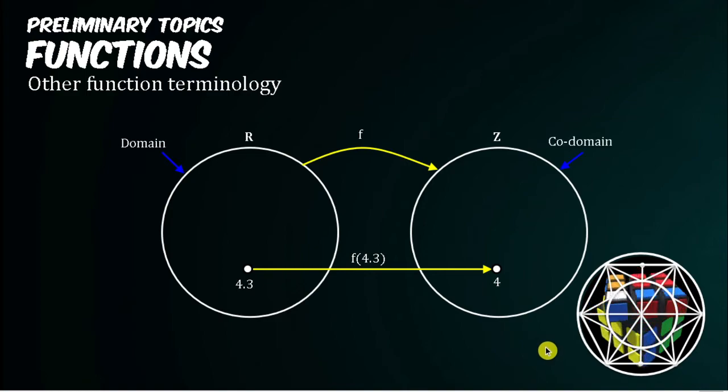Yeah, that's domain and codomain. That's the pre-image of 4. So if we are referring to 4.3, we say 4.3 is the pre-image of 4. Or if we are referring to 4, we say that 4 is the image of 4.3. So yung nasa codomain, image sila ng nasa domain. Pero yung mga nasa domain, pre-images sila nung nasa codomain. That's why yung arrow natin from the domain is directed to the codomain.